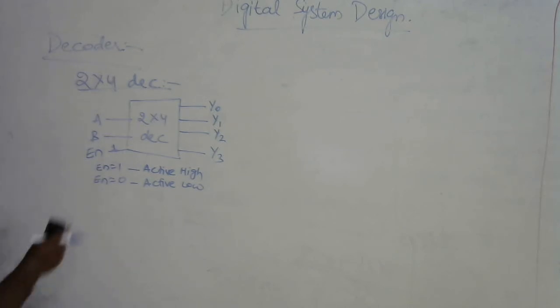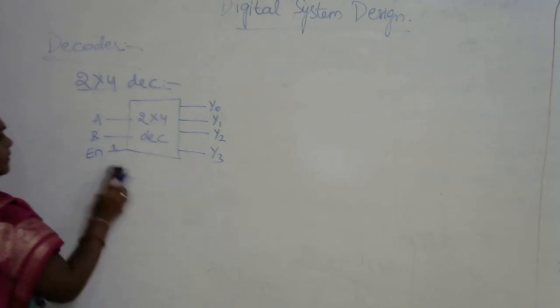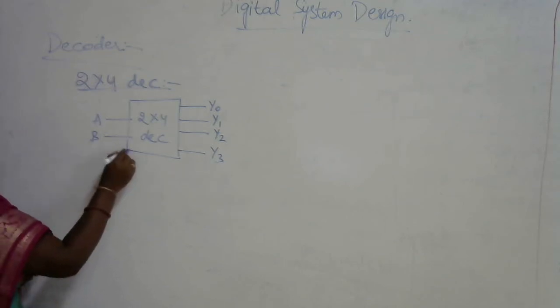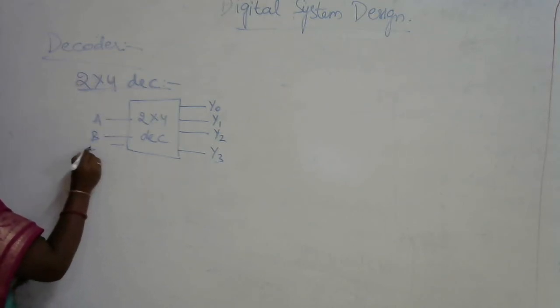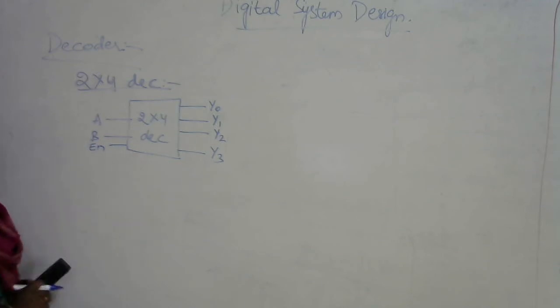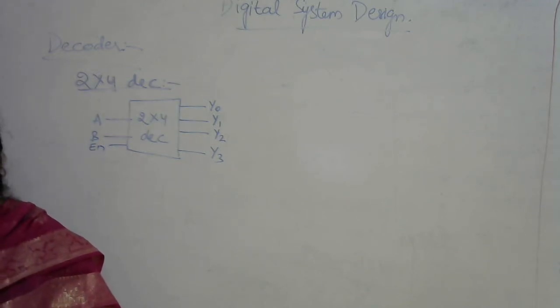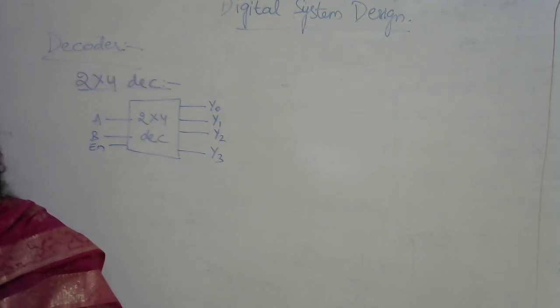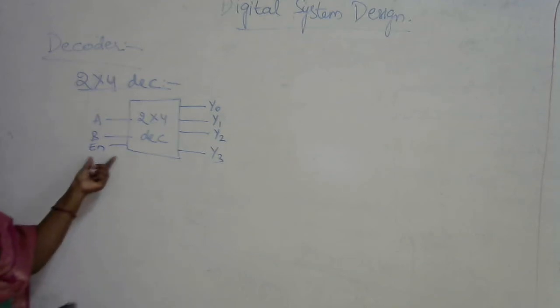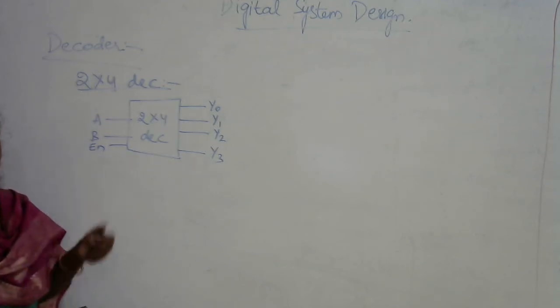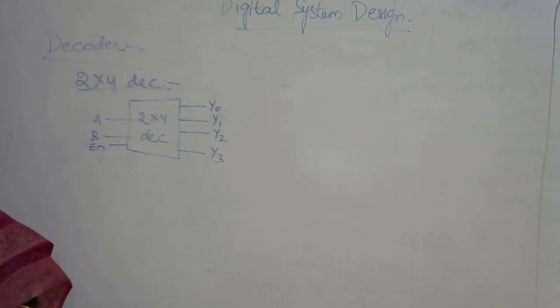So the general schematic of a 2 by 4 decoder is 2 inputs followed by one more extra input called the enable input, also called a control input, which is used to control the functionality of that particular IC. There is no compulsion that there should be only one enable. There may be a minimum of one enable input or more than one, depending upon the type of IC which we are using.